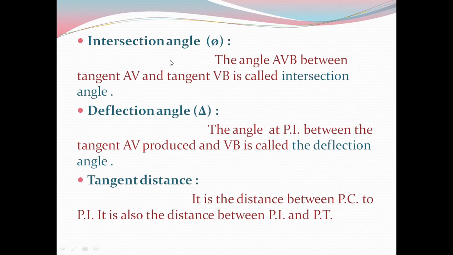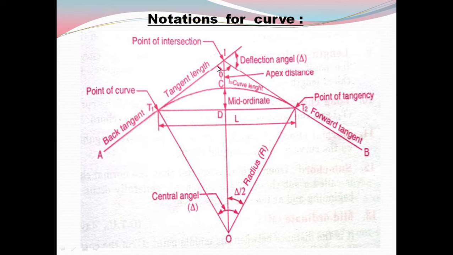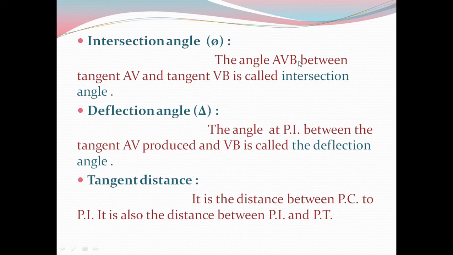So next one, intersection angle. The angle AVB between the tangent AV and tangent VB is called the intersection angle. So this is the internal angle of the two tangents AI and IB. It is called the intersection angle. The external angle is called the deflection angle. The tangents meet at one point, that is I. So the angle which is made outside of the tangents is called the deflection angle. It is denoted by delta.